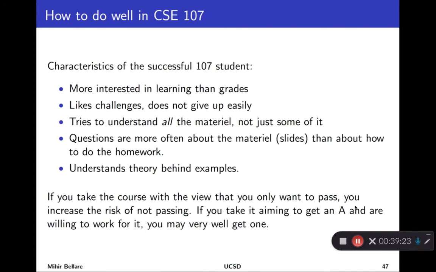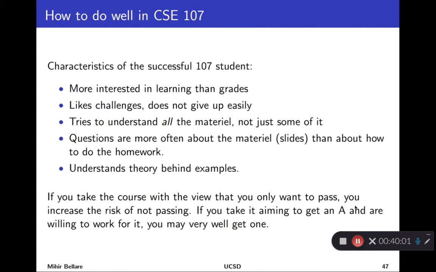So let's turn to a little bit more about the class itself. Historically, 107 has been viewed as a challenging class, in particular because it's theoretical. So it demands expertise in mathematics and theory. And the types of students who do well, I'd say, are ones who are genuinely interested in the material. They're not here just to get grades, but they develop an actual interest in security and cryptography and mathematics and things like that. And challenges maybe stir them more than deter them.